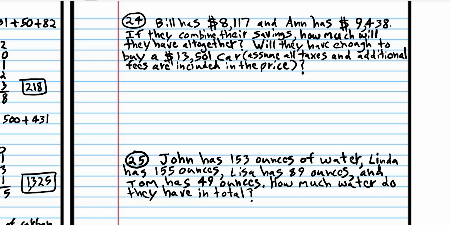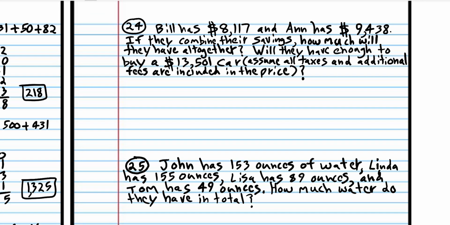This problem is not realistic because you'd have to add tax and fees and all that type of stuff. But we're just assuming that that's all included in the $13,501. Anyway, Bill has 8,000 something, Ann has 9,000, whatever. Let's see if they combine their savings, how much they have. In order to do that, you just find the sum.